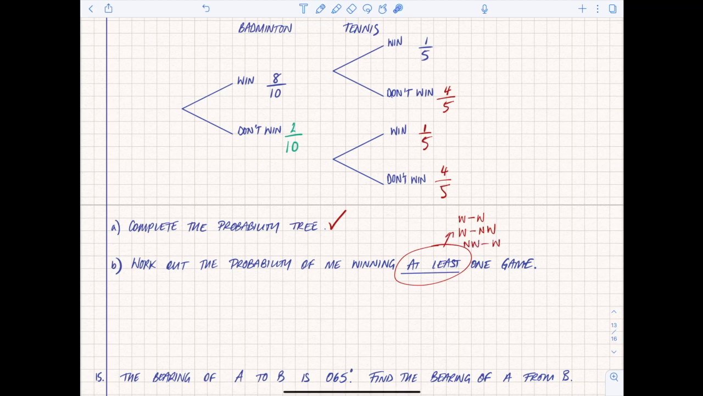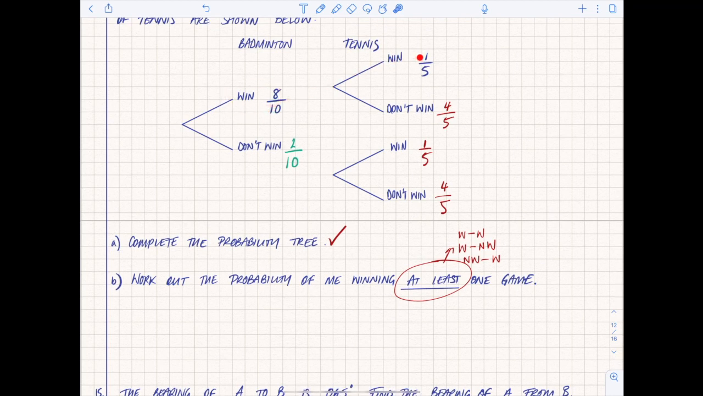So basically, I'm saying I could win badminton, win tennis. That's at least one win. Win badminton, don't win tennis. I've still got at least one win. I could not win badminton, but win tennis. The only one I can't take is this one here. So I can follow that path, and this path here. The way I like to do this is to just circle the routes you could take. We're going to call that route 1.